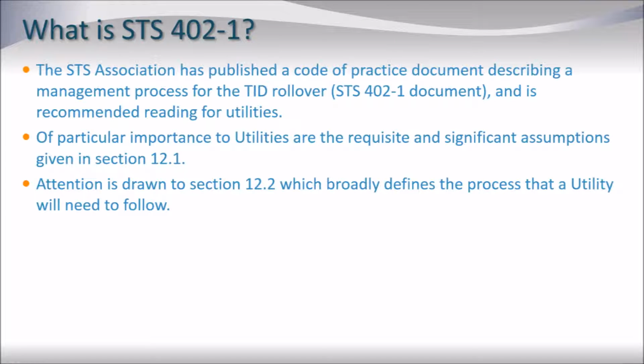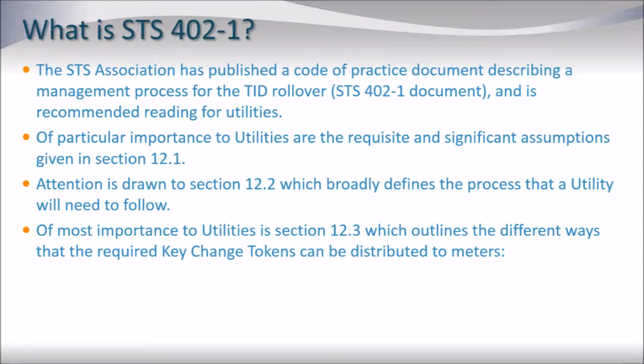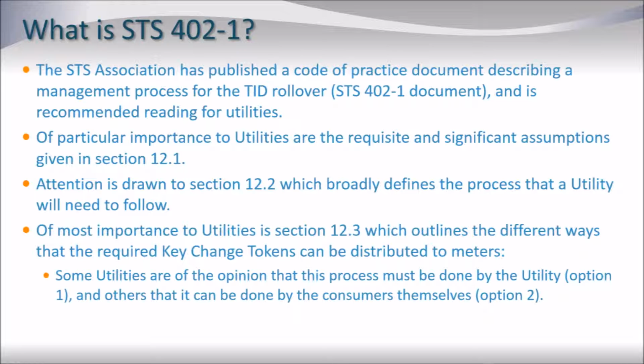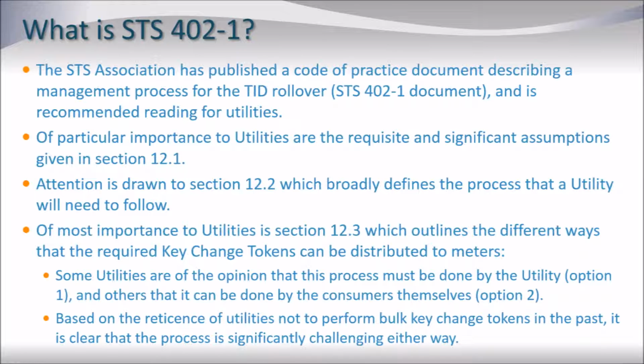Attention is drawn to section 12.2, which broadly defines the process that a utility will need to follow. And of most importance to utilities is section 12.3, which outlines the different ways that the required key change tokens can be distributed to meters. Some utilities are of the opinion that this process can be done by the utility, option 1, while others that it can be done by the consumers themselves. Based on the reticence of utilities not to perform bulk key change tokens in the past, it's clear that the process is significantly challenging either way.